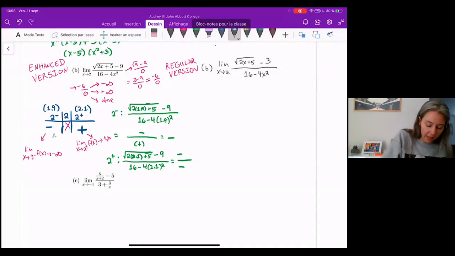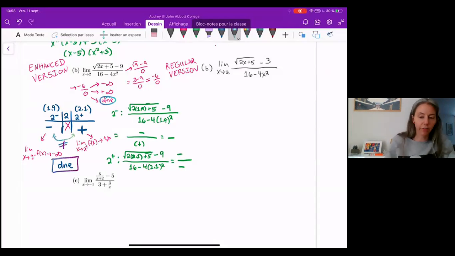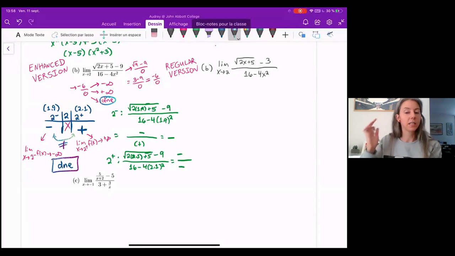Note that these are not the same, which tells me that the answer is does not exist because my left and my right sides are different. So there we got does not exist. Note that x equals 2 is therefore an infinite discontinuity over here.